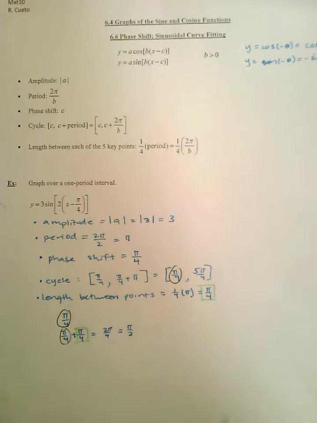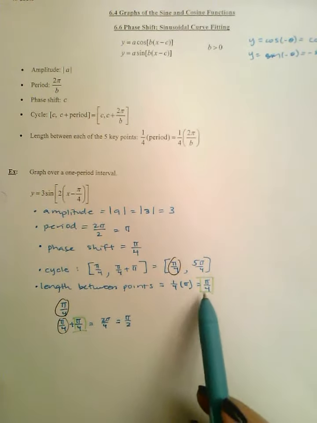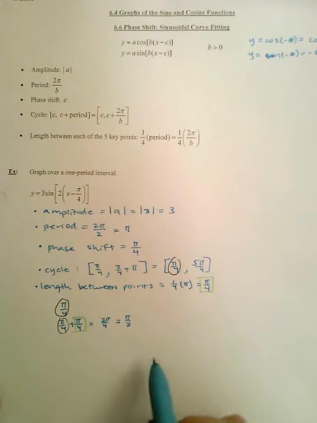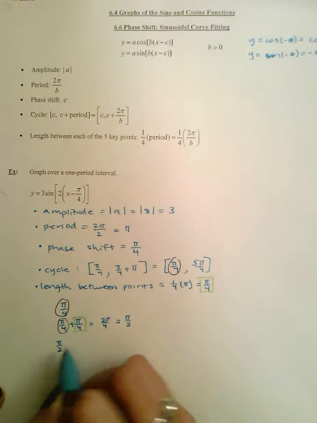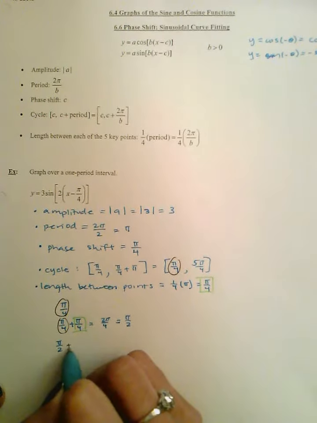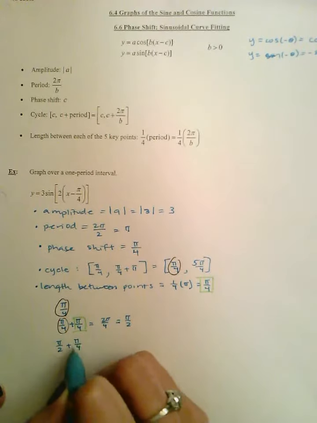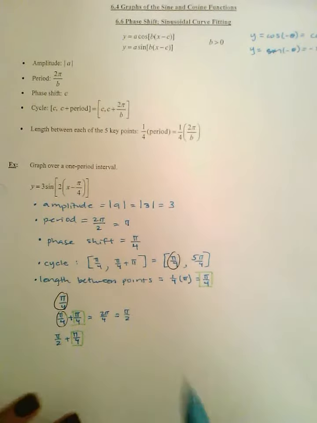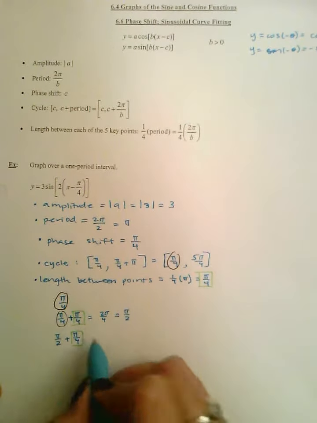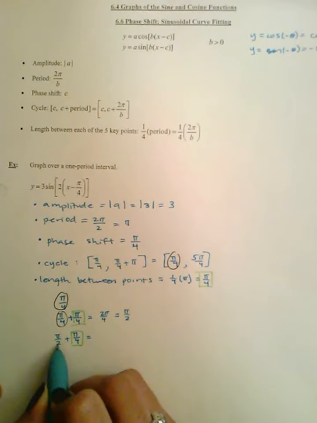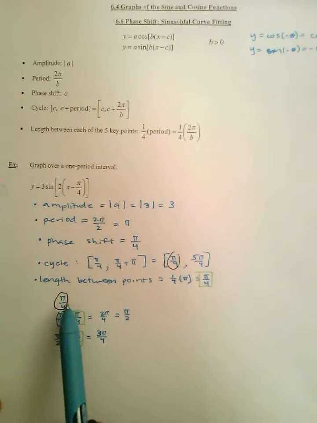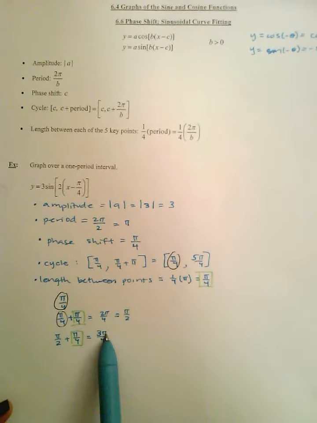And we do the same thing, so we keep adding a pi over 4 until we get to the end of the cycle, in this case until we get to 5 pi over 4. So then we're going to take the pi over 2, which again came from the previous one, plus pi over 4. And this pi over 4 is again the length between the points. So we're adding the length between the points again until we get to that last number in the cycle. So if I add these two, I'm going to get 2 pi over 4 plus pi over 4, which gives me 3 pi over 4. So the first x value is pi over 4, then 2 pi over 4, then 3 pi over 4, then 4 pi over 4 until I get to 5 pi over 4.